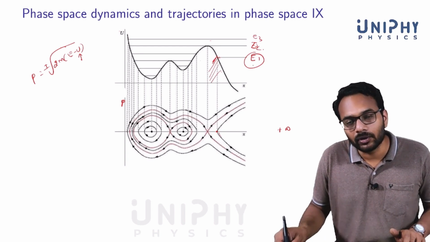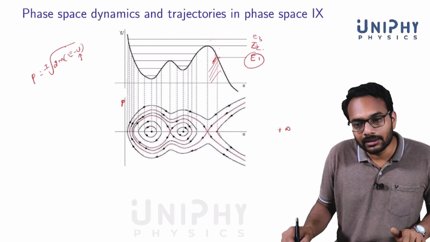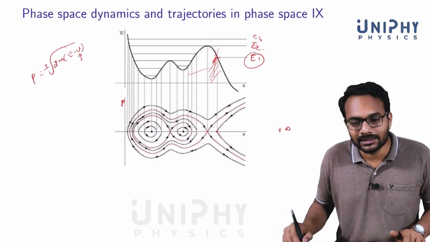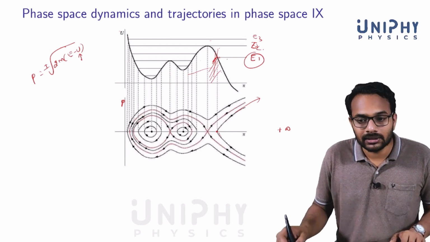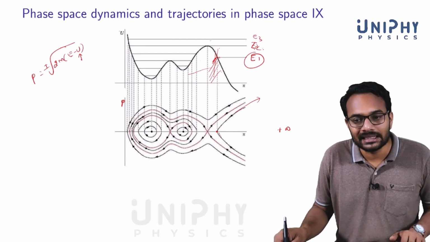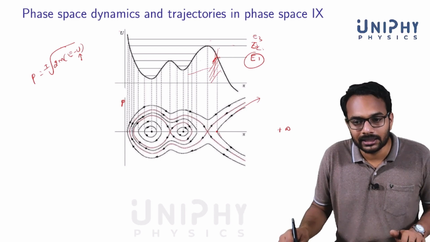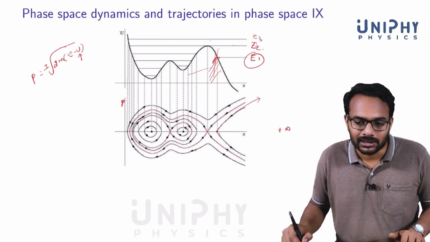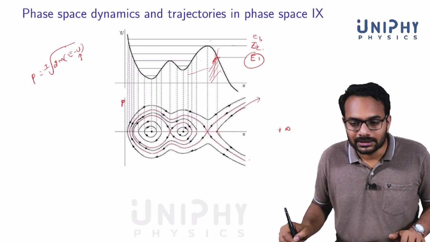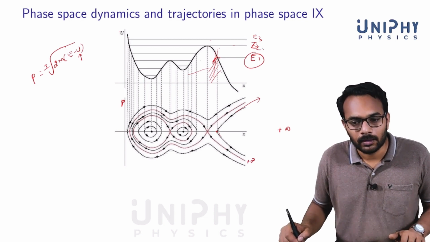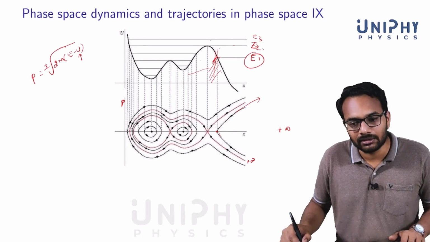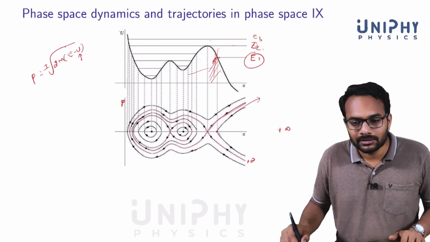So for a particle with energy E1, the left side of this part is completely forbidden. It cannot enter this part. It sees this potential, comes to a rest, then turns back and goes back to infinity. Now suppose a particle of energy E2 comes from plus infinity with positive momentum. It will just approach this point along this line. This is an example of a separatrix.